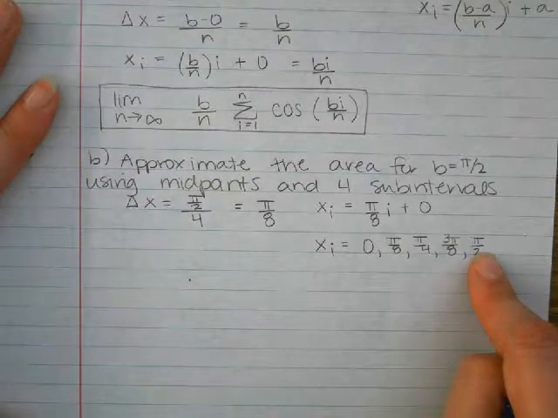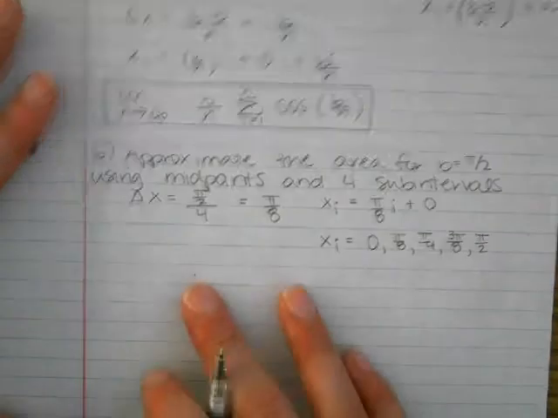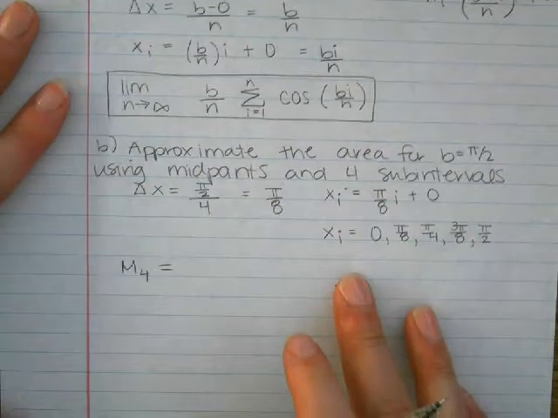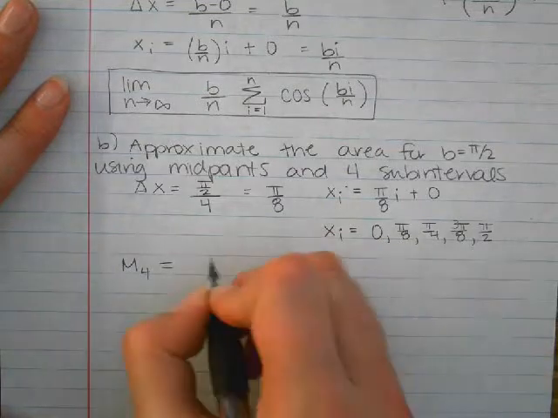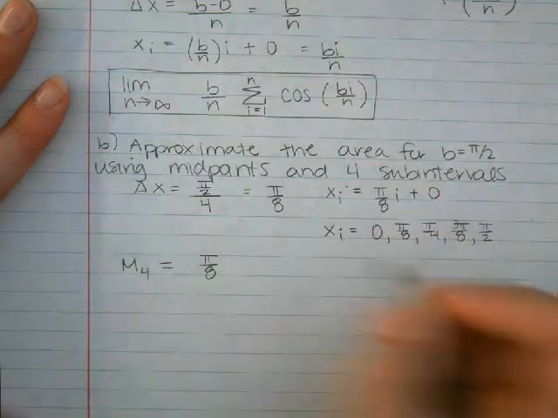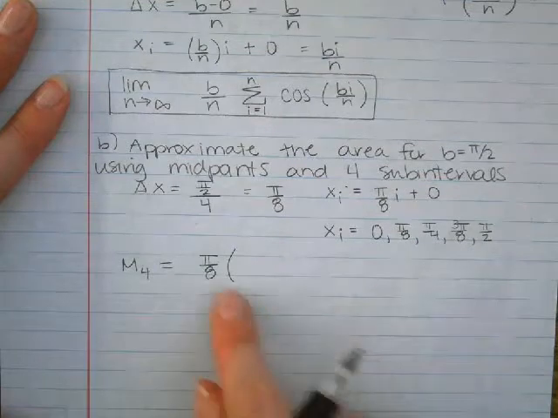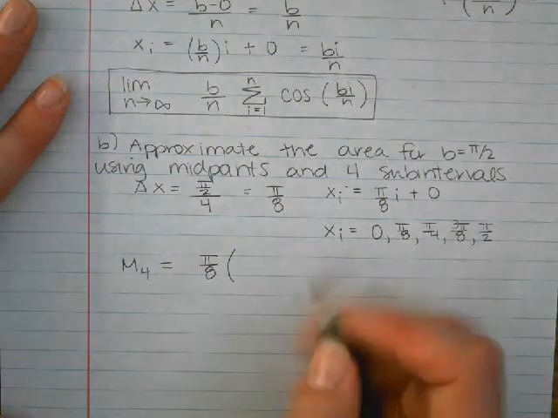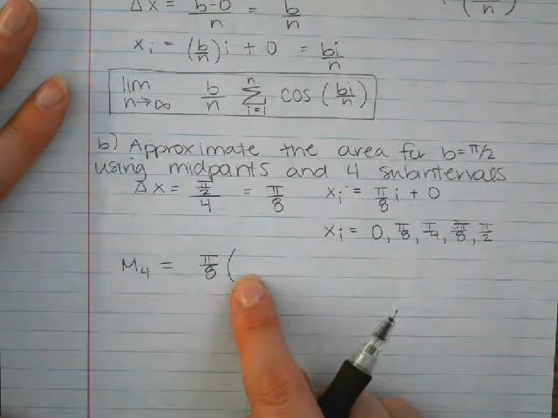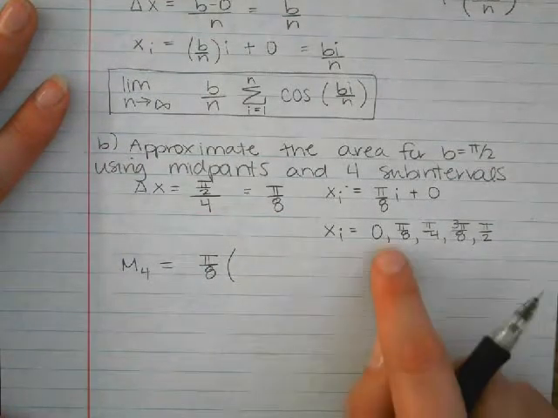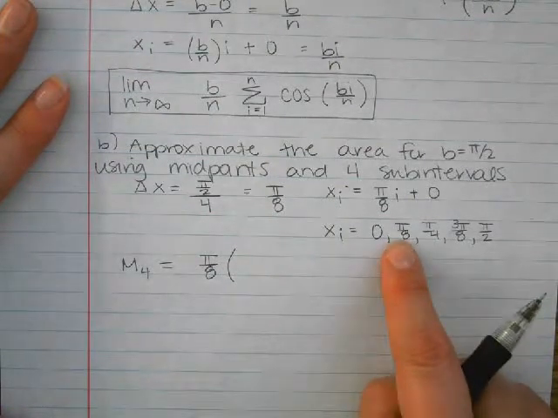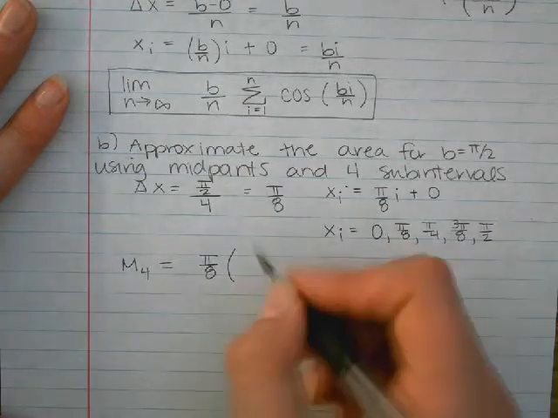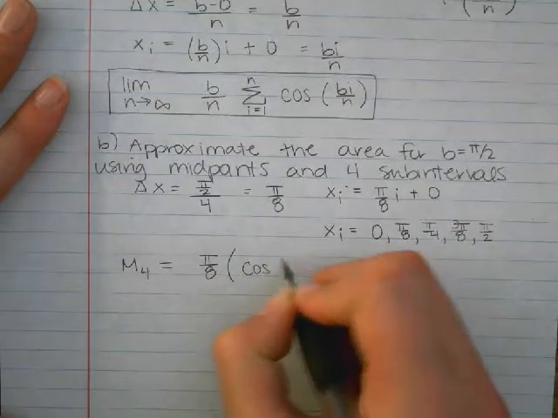Okay. So when we do this, we're going to say the midpoint using 4 rectangles, and the width of my rectangle is pi eighths for all of them. Are you okay with this notation where we take this out as like a GCF so we don't have to write it every time? Is that comfortable? Okay. Then to figure out the height of our first rectangle, we have to look at the middle of 0 and pi eighths. What's the middle of 0 and pi eighths? Pi sixteenths. So the height of the first rectangle is going to be cos of pi sixteenths.